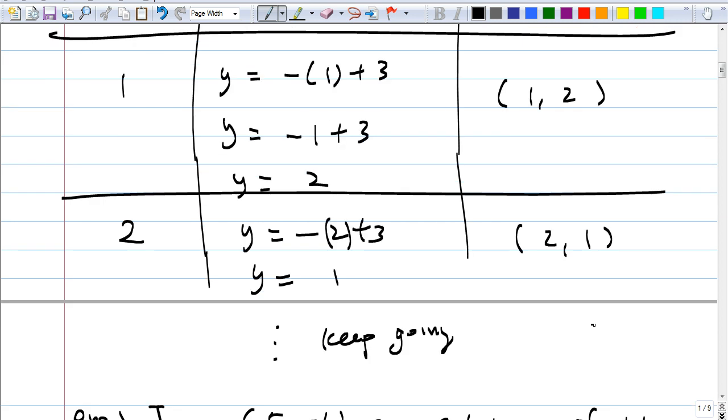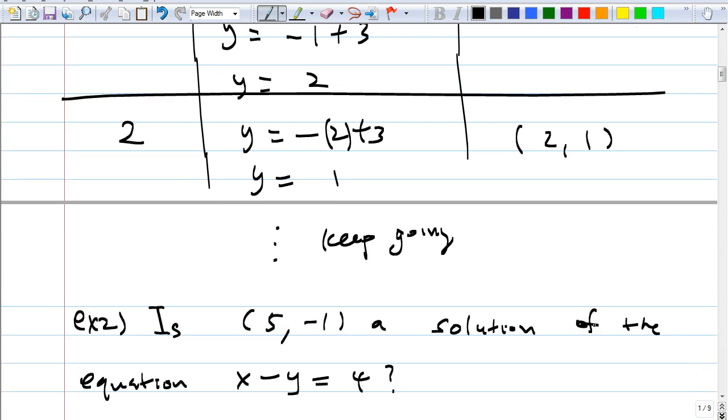Here's another type of question they could ask. Instead of asking you to give 3 possible solutions or 5 solutions, they could say, is (5, -1), the ordered pair, a solution to the equation x - y = 4? So that's another type they could ask. Okay, write it down. Is (5, -1) a solution of the equation x - y = 4?